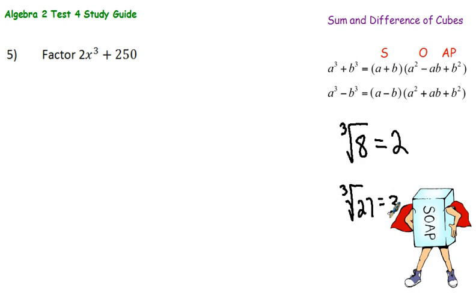Well, I can't take the cube root of 2. So what I always have to check for any time I'm factoring is that maybe before this thing even got started, there was a number on the outside that got distributed to something on the inside. So we think of that as our greatest common factor.